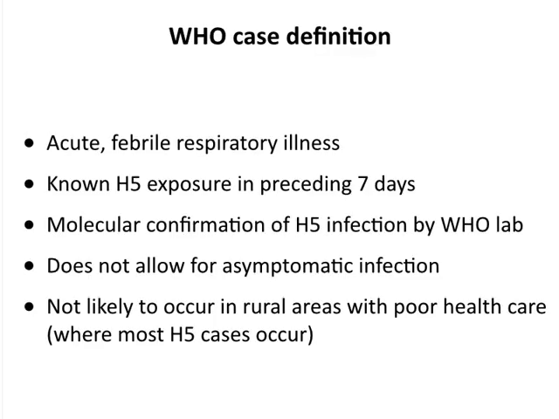The case definition for H5N1 infection in humans is the following. It's an acute febrile respiratory illness, and you have to have known H5 exposure in the preceding days. So you have to know that you've been exposed to this virus. And the infection has to be confirmed by a WHO-approved lab showing that you have H5 infection. The problem with this definition is that it doesn't allow for asymptomatic infections, because the illness is part of the case definition. So we actually do not know how many infections there are globally and how serious this infection really is. And we'll talk about that a little bit more in a moment.